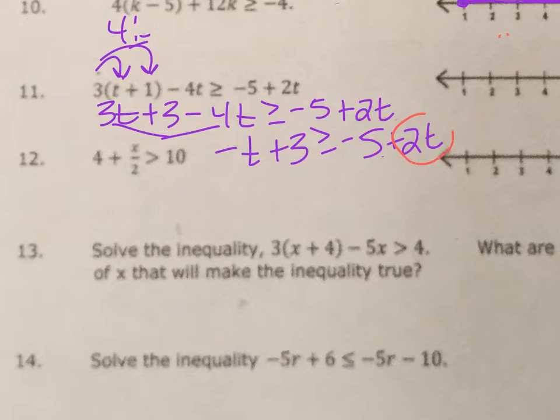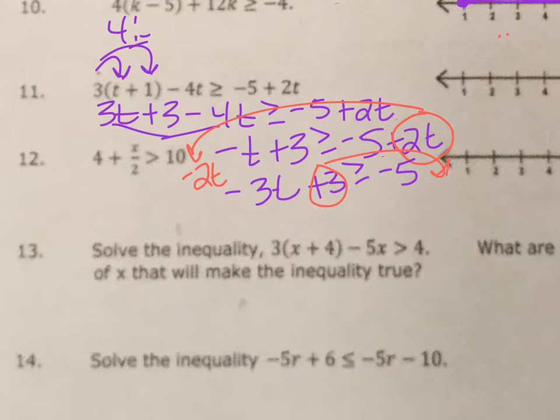So I have 2t. I'm going to subtract 2t from both sides. So 2t minus t is negative 3t plus 3 greater than or equal to negative 5. I have to get rid of the plus 3. I'm going to subtract 3 from both sides, minus 3. So that leaves me with negative 3t greater than or equal to negative 8.